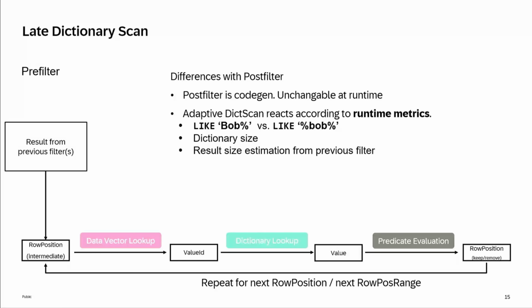For example, if we know the like predicate, the pattern is a prefix pattern or a normal pattern. And also, the dictionary size is more accurate during the runtime, because between the compile time and the runtime, there might be some more data inserted, so the dictionary size might already have changed. And also, during the runtime, we also get the result size estimation from the previous filter, or even the result from the previous filter.